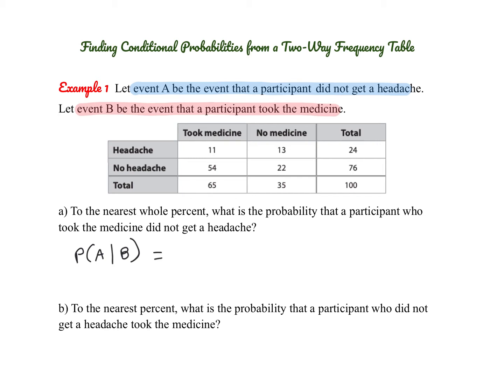To find this, we can start with all of the participants that took the medicine. If you look at your table, that would be 65 people. That would be our total number of outcomes, our sample space size. And then we want to find the probability that those people did not get a headache, and that would be 54 people. So the probability is 54 out of 65, which is about 0.83. So it's an 83% chance.